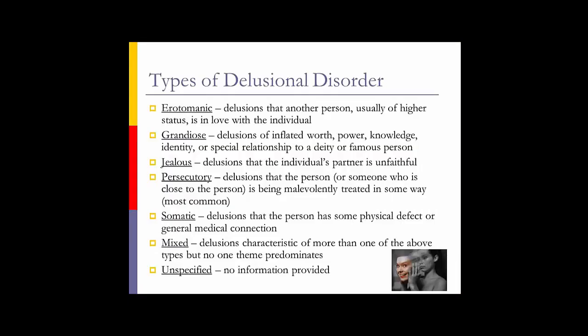What are some of the types of delusional disorders? There is the erotomanic, and that's a delusion that another person, usually of a higher status, is in love with the individual. Erotomanic, I mean. And we'll see this a lot when somebody stalks a famous celebrity. There are a couple of cases like that. Grandiose delusional disorder, persecutory, jealous, somatic, mixed, unspecified, and so on.